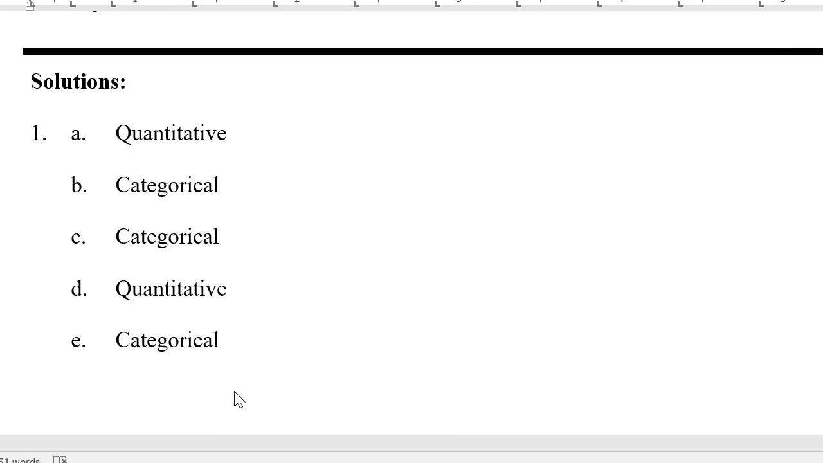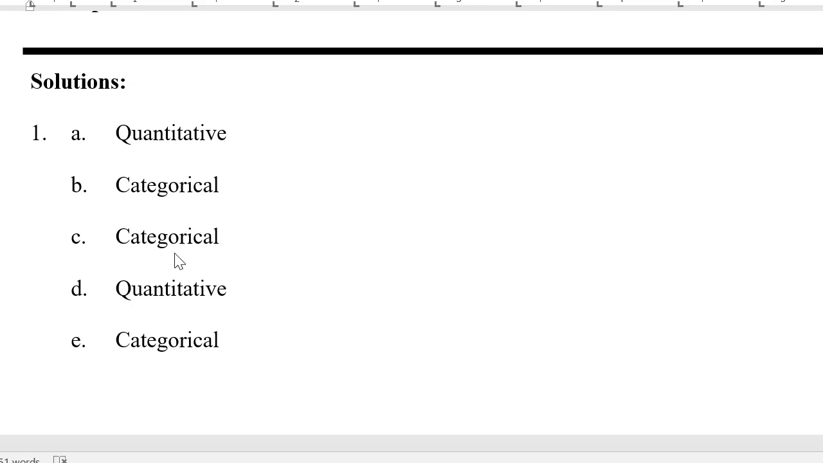So here we have the solutions for problem number 1. It should be quantitative, categorical, categorical, quantitative, categorical. The first one, A, asks for your age. Well, that's a number that you're putting in, so that is quantitative. It says, are you male or female? For the B, that's categorical.